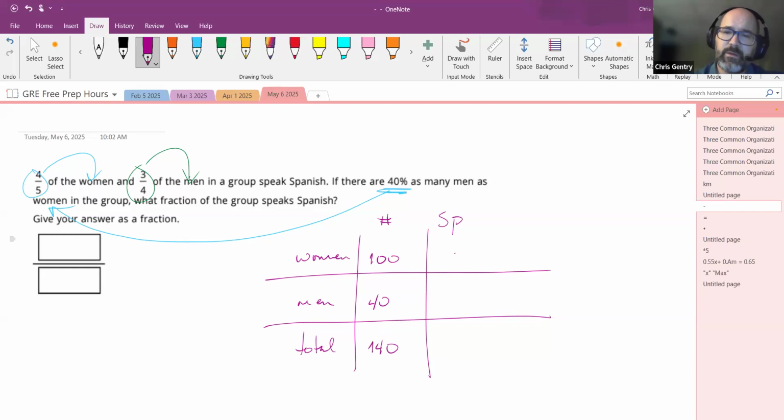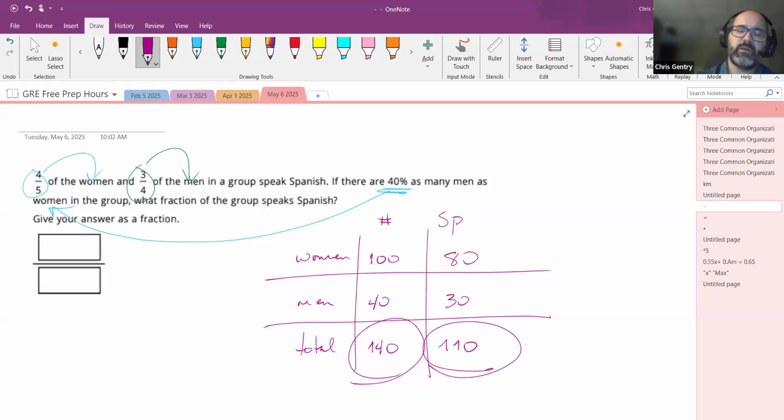4/5 of the women speak Spanish. 4/5 of 100 is 80. 3/4 of the men speak Spanish. 3/4 of 40 is 30. That would be a total of 110 Spanish-speaking people. They want to know what fraction of the whole group is Spanish-speaking. That would be 110 over 140, which you can put in here as 110 over 140, or you can reduce that down and write it as 11 over 14. Either would be acceptable on the test.